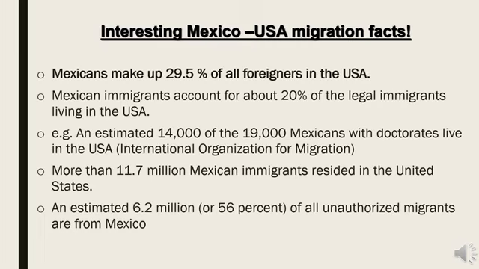Before we get started, let's have a look at some interesting Mexico to US migration facts. Mexicans, firstly, make up 29.5% of all foreigners in the United States of America. They account for about 20% of the legal immigrants living in the US, and it is estimated that 14,000 out of 19,000 Mexicans who hold doctorates live in the United States of America. There are approximately 11.7 million Mexican immigrants residing in the US, and finally 6.2 million, or 56% of all unauthorized migrants, are from Mexico.